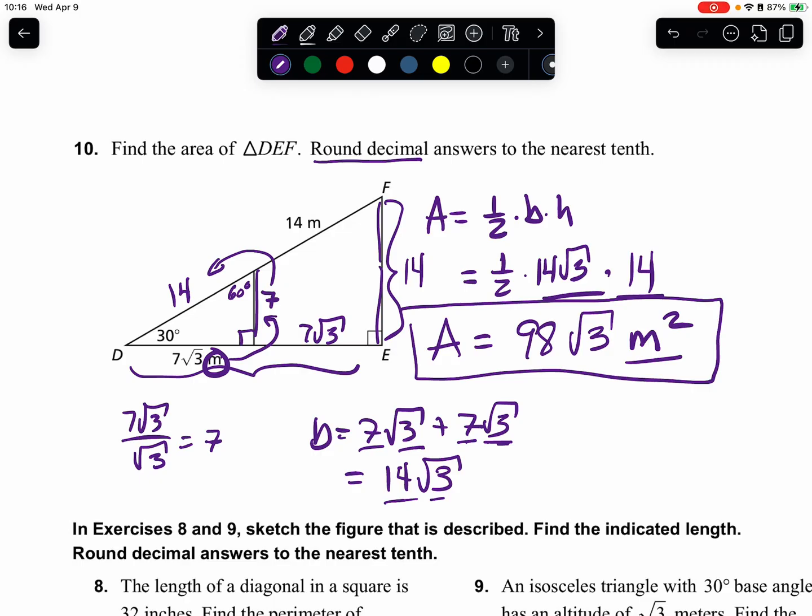Oops, they said round to the nearest tenth. So I'm going to grab my calculator, 98 times radical 3.